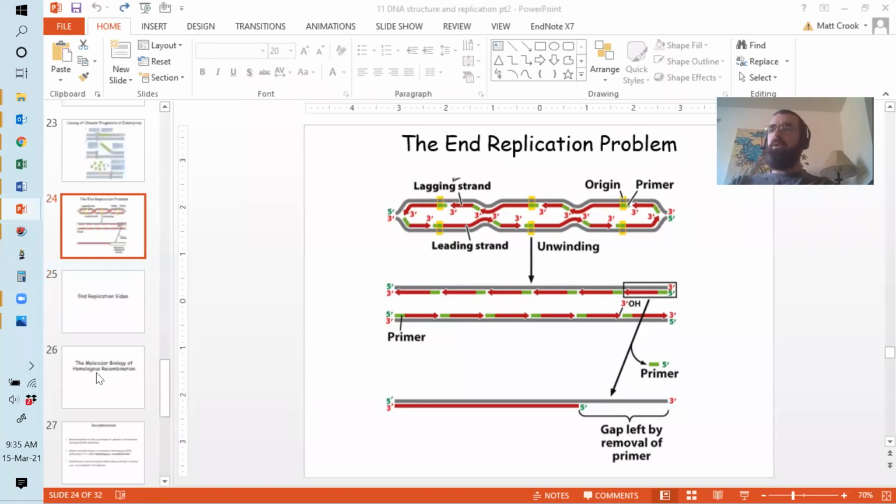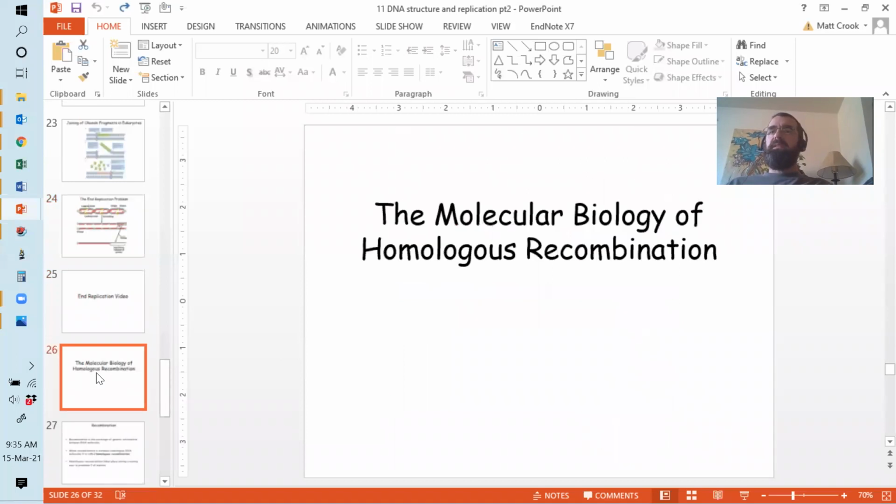I want to talk about homologous recombination for a couple of reasons. One is that it's pretty neat. Well, actually, more than two reasons. One is it's something that has to happen in cell division, specifically meiosis, right? And this is how we generate new combinations of alleles in our gametes, which will go into the next generation.